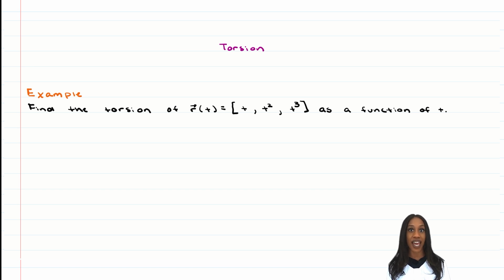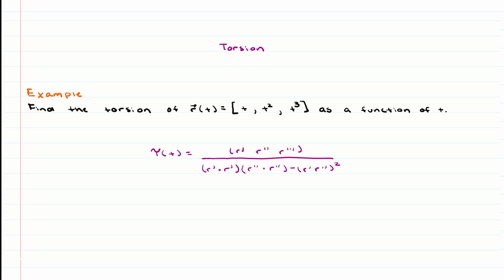Alright, now let's take a look at this example. Our example says find the torsion of the curve t squared, t cubed as a function of t, and of course we're going to use the torsion formula to do this. And here it is. However, I want to reformat this formula.